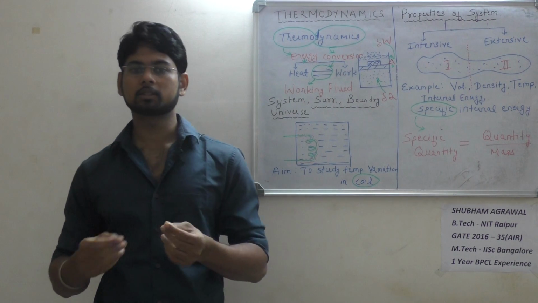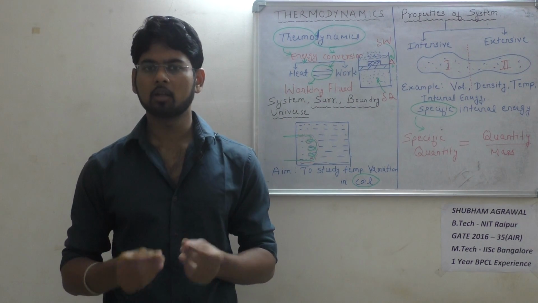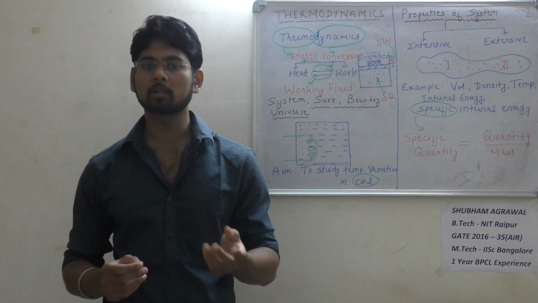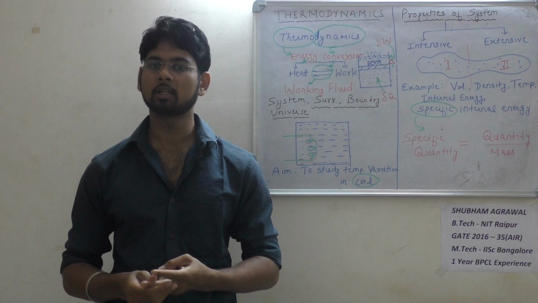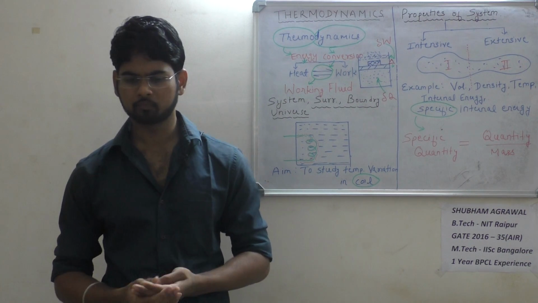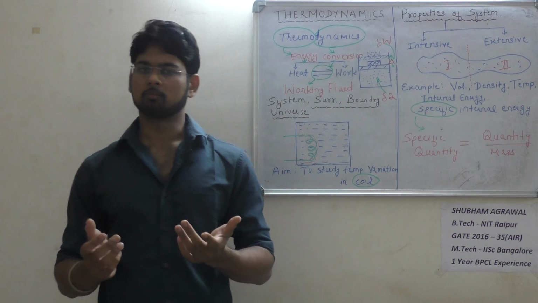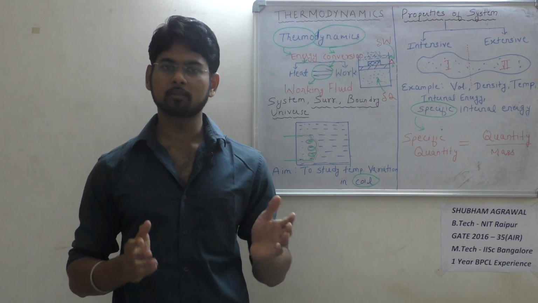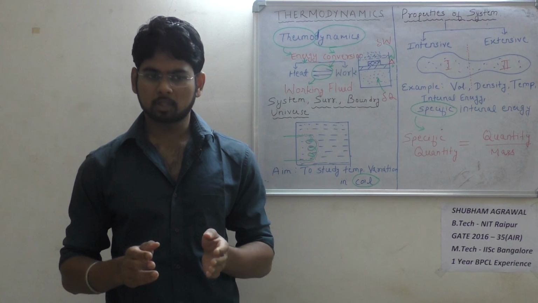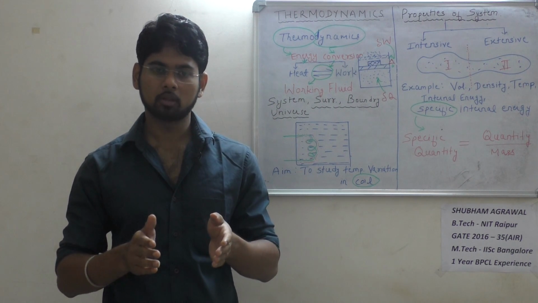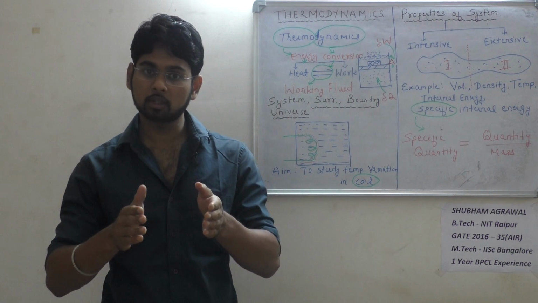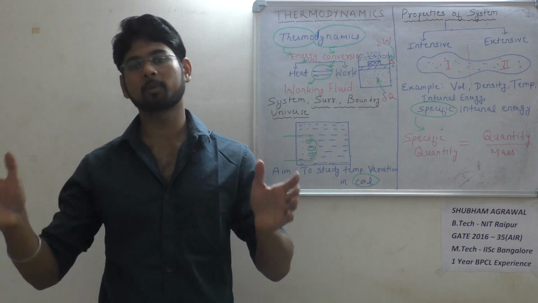Now let us start our study with certain terms which are very important from the perspective of thermodynamics: system, surrounding, boundary, universe. So what is system? If we go into the bookish definition, system is the area of concern. System is just the area of concern in the whole experimental setup.